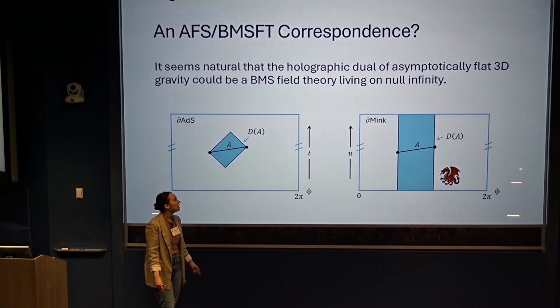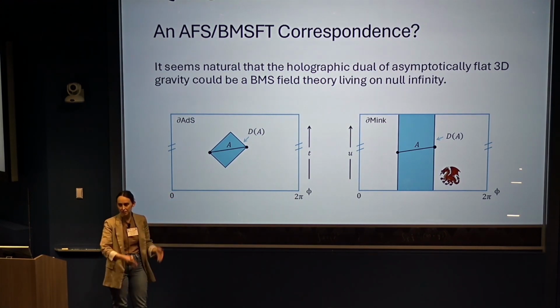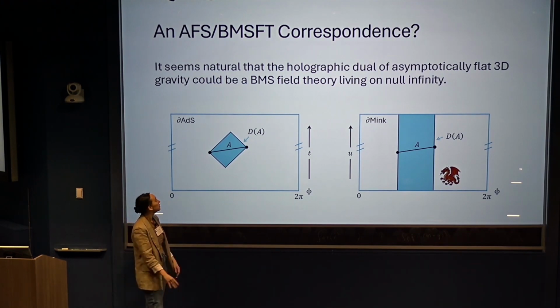But I also think that that's a separate question than maybe Anna has looked at the bulk in AdS and seeing if there's antipodal matching too. But I'm not going to.